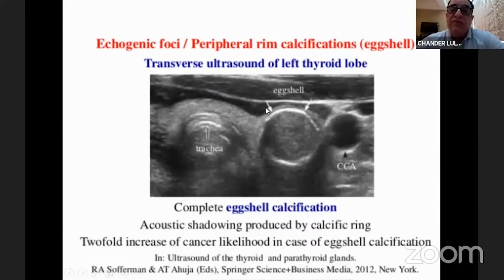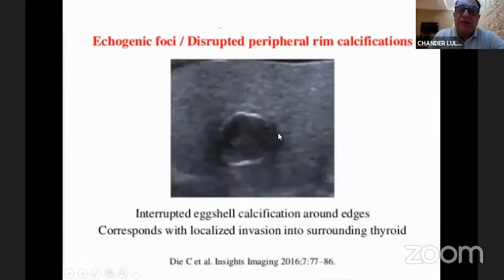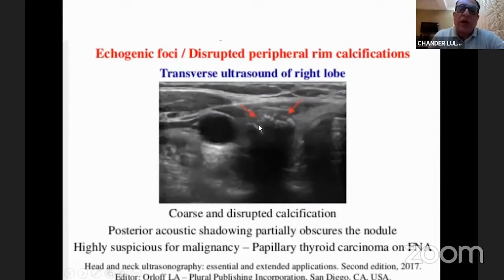Now, this is calcification in the periphery, which is eggshell. If it is homogeneous and smooth, it can be benign, but it also increases the risk of malignancy, especially if there is invasion, and you can see the lesion invading through that eggshell calcification and going out. This is dense, coarse calcification.